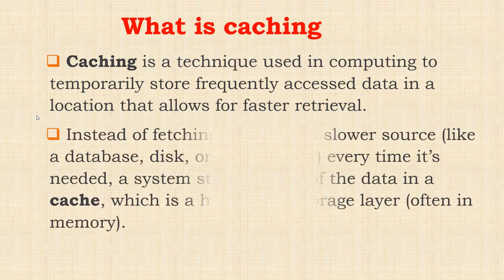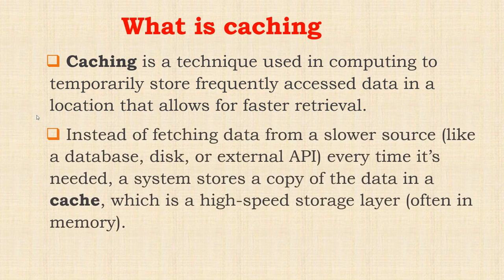So how can we cache? We'll try to understand. Instead of fetching data from a slower source like a database, disk, or external API every time it's needed, a system stores a copy of the data in cache memory, which is a high speed storage layer. If you try to fetch your data from a database, disk, or external API, it will be a slower process. So if you want to retrieve it fast, then you can store it in cache memory, so access will be fast.